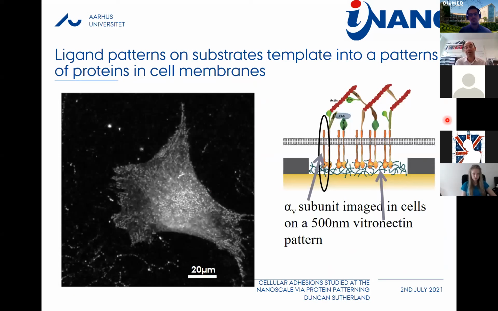We can use this as a tool to study the formation of these focal adhesions. We can look at different components in this focal adhesion. For example, here we're looking at a fibroblast, C2C12s, on top of a vitronectin pattern, a 500 nanometer pattern. And here we're looking for the alpha V, which is one of the two subunits in the integrin, which will bind to vitronectin. And so we see that those are forming above the patches. They're the same, controlled by the size of the patch.